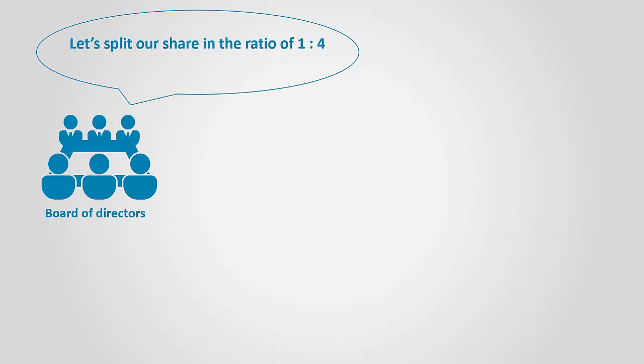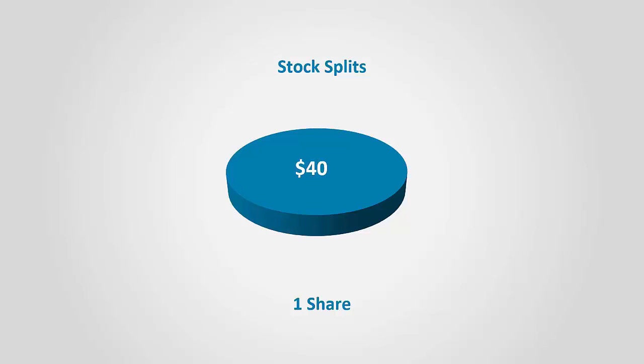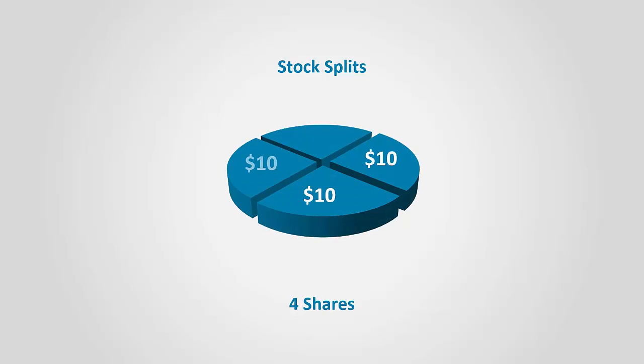They could decide to split them in any ratio such as 1 to 2 or 1 to 5 or 1 to 10, etc. In our example, let's assume that they decided to split them in the ratio of 1 to 4. So if we visualize the share as a pie, and each share is worth $40 in the books, it will be divided into 4 shares, each for $10. No journal entries are required. Only a note that states that stock are split in this ratio, and the number of common shares are increased.